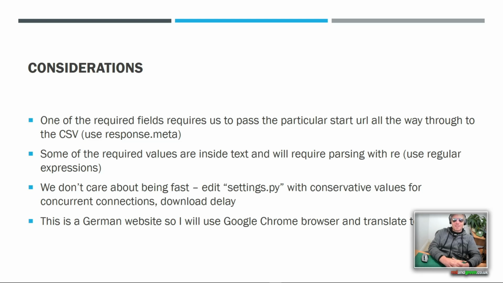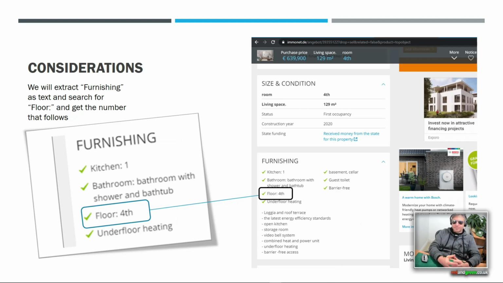This is a German website, so I'm going to use Chrome with German to English translate for obvious reasons. I speak English. Okay, so as I just mentioned, if you can see here, the floor is the floor number, and they want to collect that because obviously that affects the property price. If you're on the top floor, it's probably more desirable. So we need to identify from that paragraph of text where the word floor appears, and then extract the number that follows it.